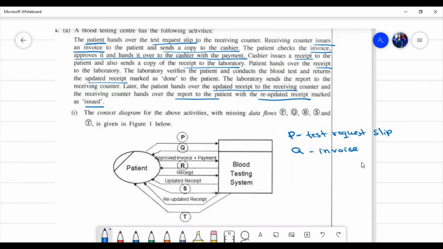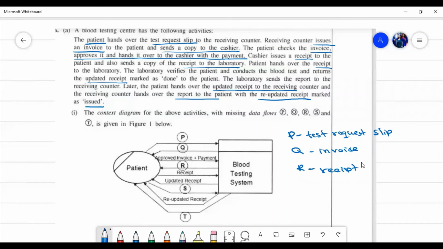So we're supposed to find what R is. The cashier issues a receipt to the patient and also sends a copy of the receipt to the laboratory. So this should be a receipt. Then the patient hands over the receipt, and the laboratory verifies the patient, conducts the blood test, and returns the updated receipt marked as done to the patient. So here it is the updated receipt. Okay, we are good with that.